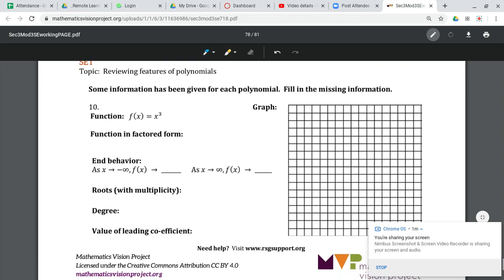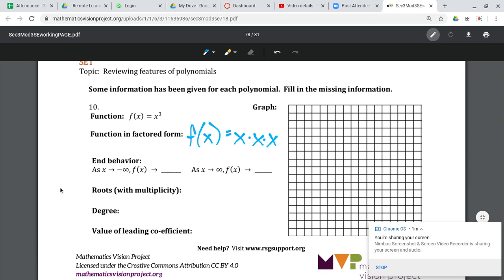All right, the next section, reviewing features of polynomials. Some information has been given for each polynomial. Fill in the missing information. So we have the function f of x equals x to the third. The function in factored form is going to be f of x equals x times x times x, because x to the third is just x multiplied by itself 3 times.